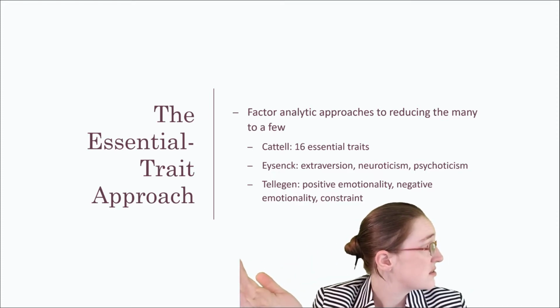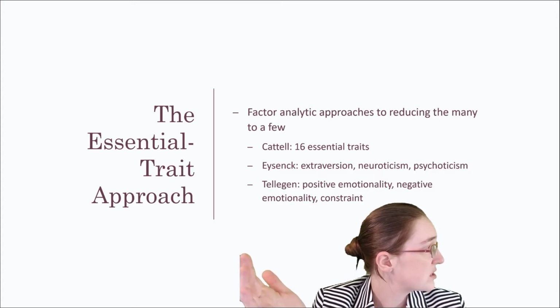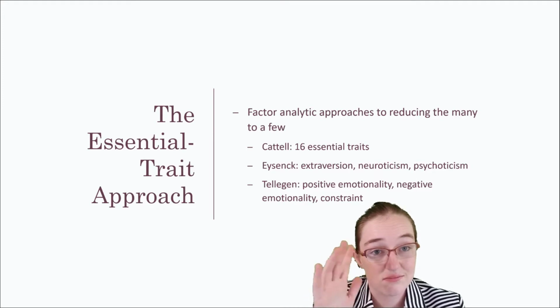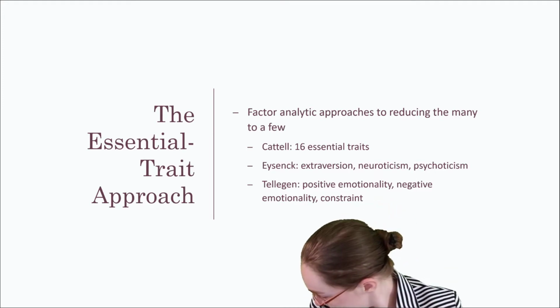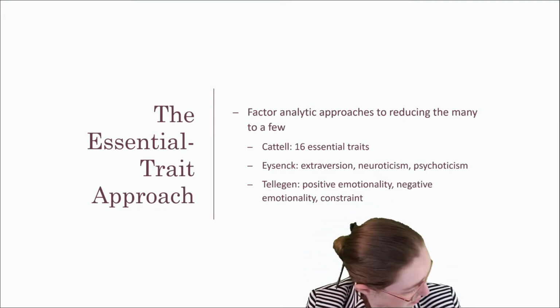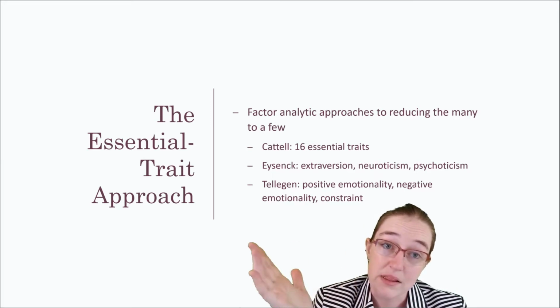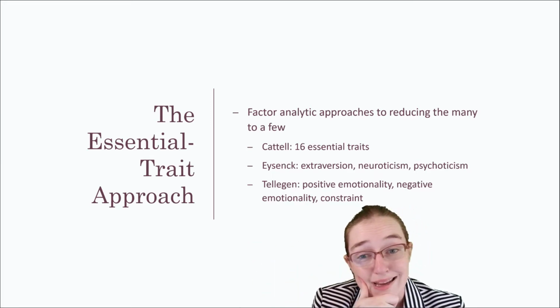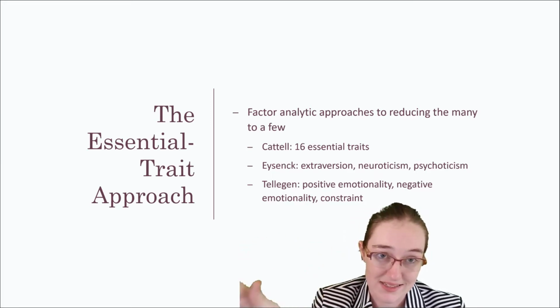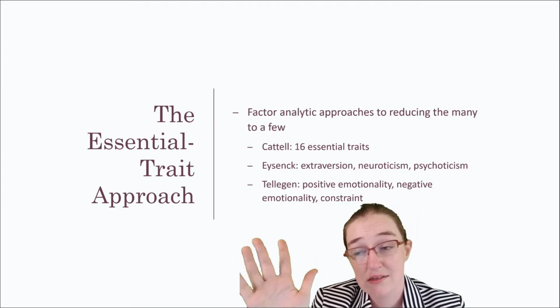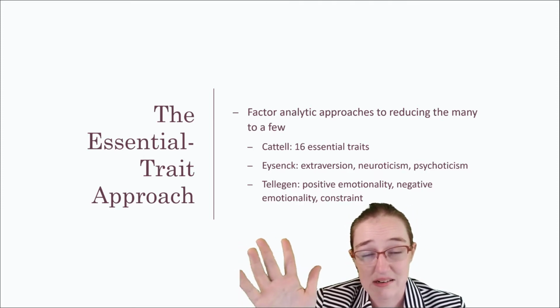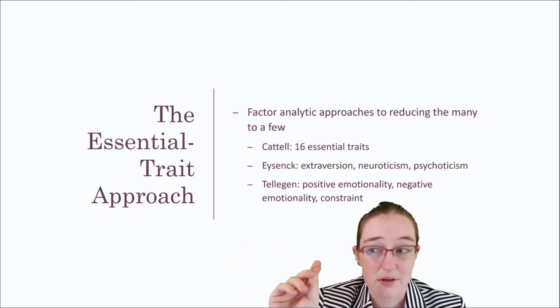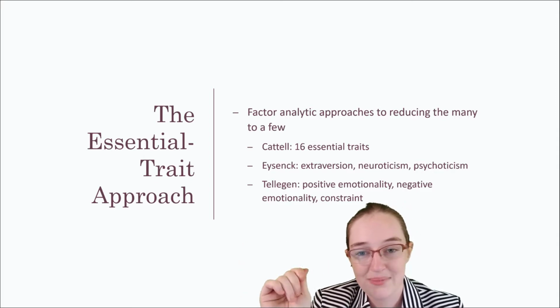And I'm looking over here because I know that I have this book of the scale somewhere, but not here apparently. Yay! So Cattell got it down to 16, which is still a lot. And some folks said, that's too many. We need fewer. There can't be 16 essential traits. There has to be fewer.